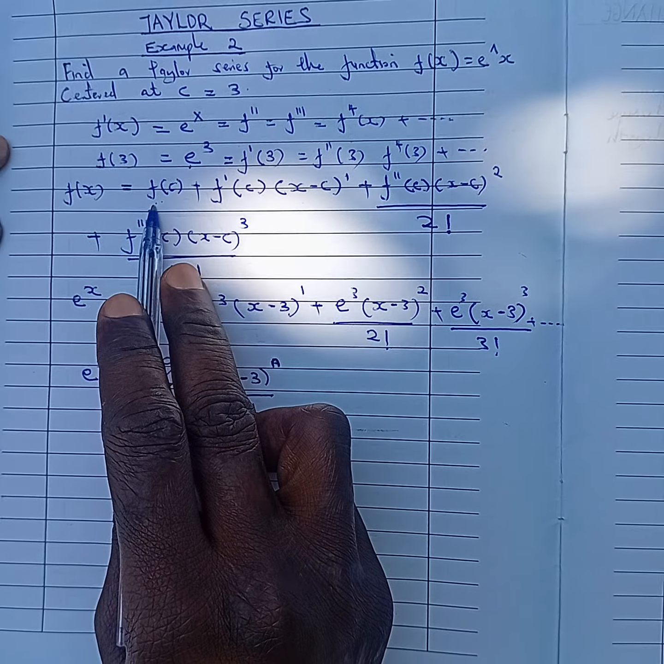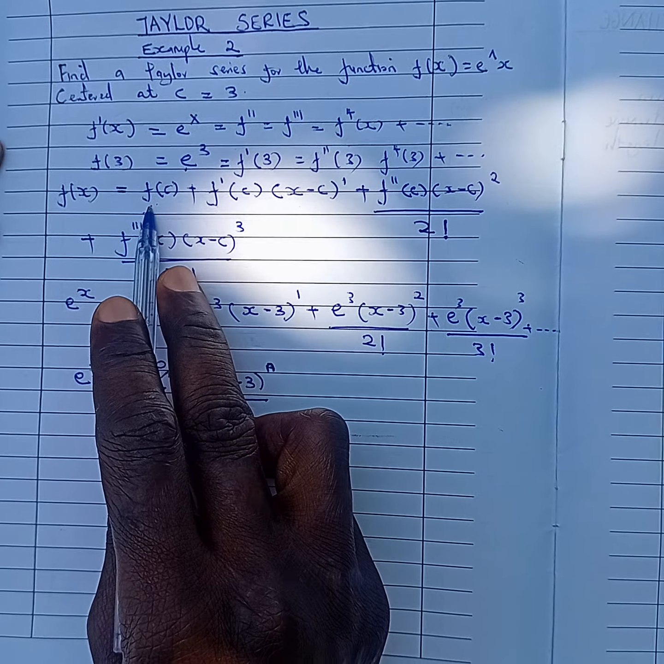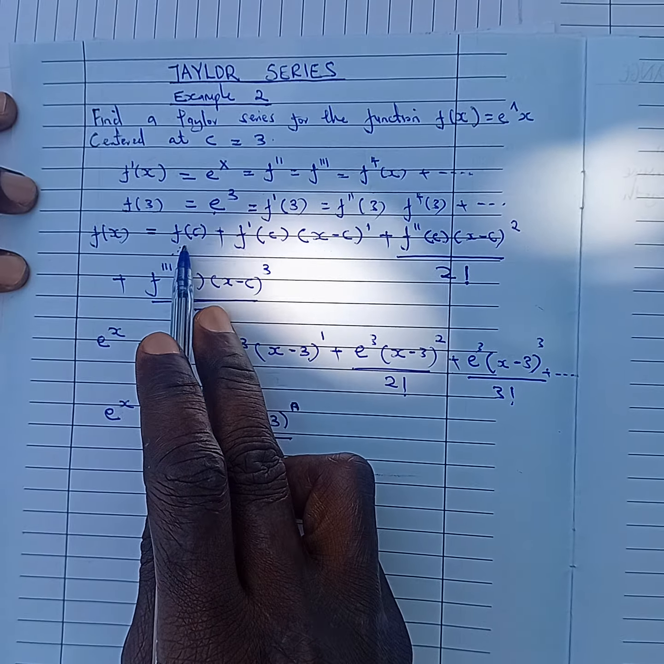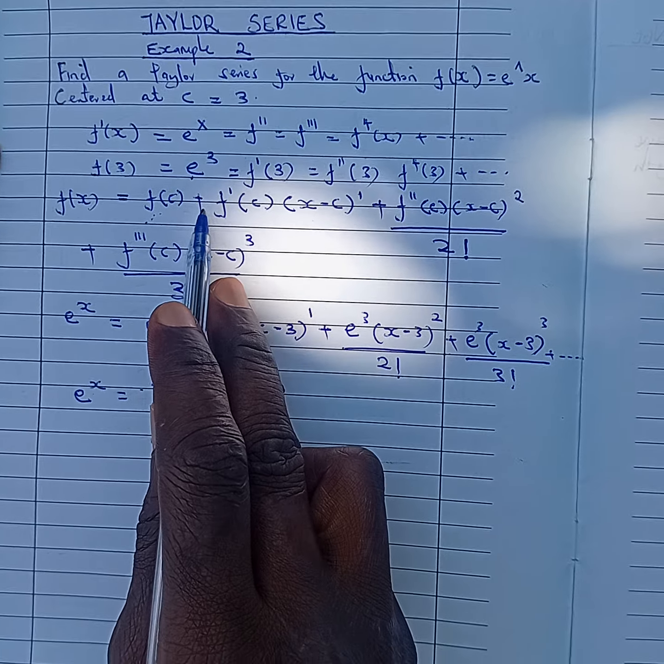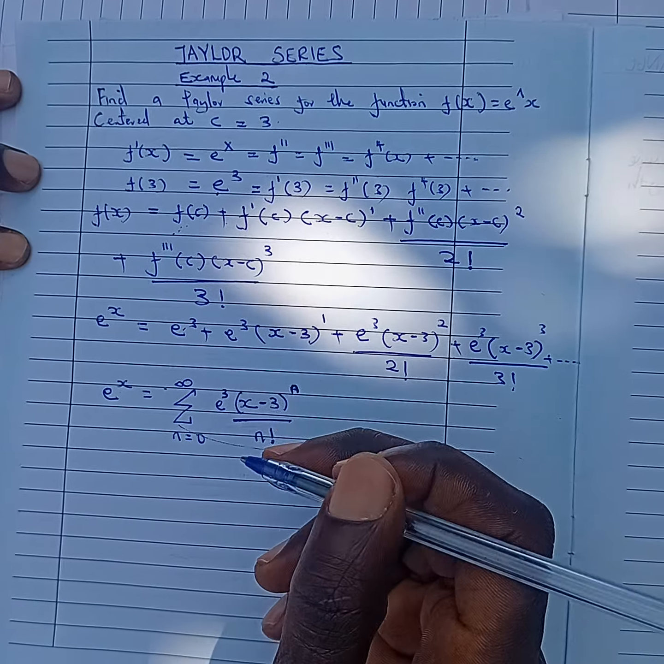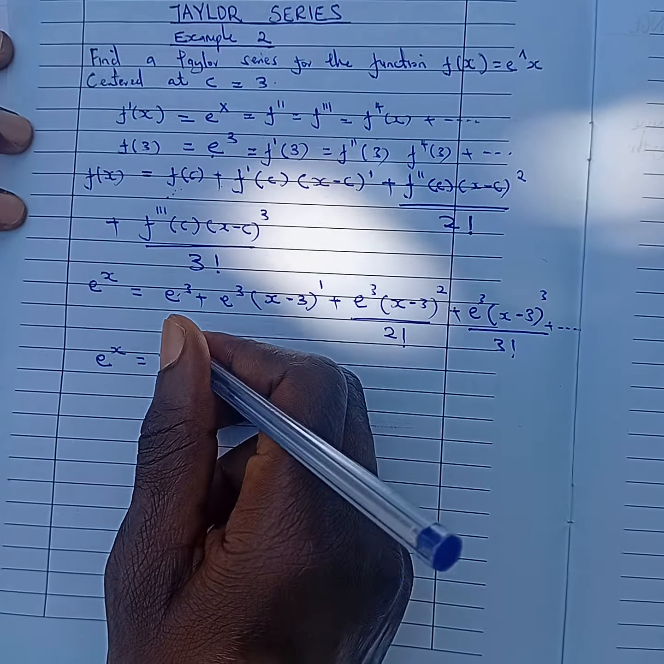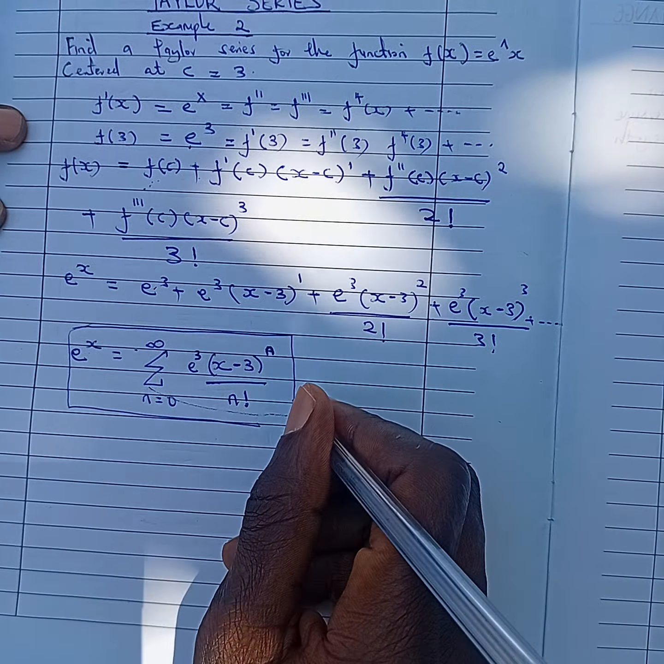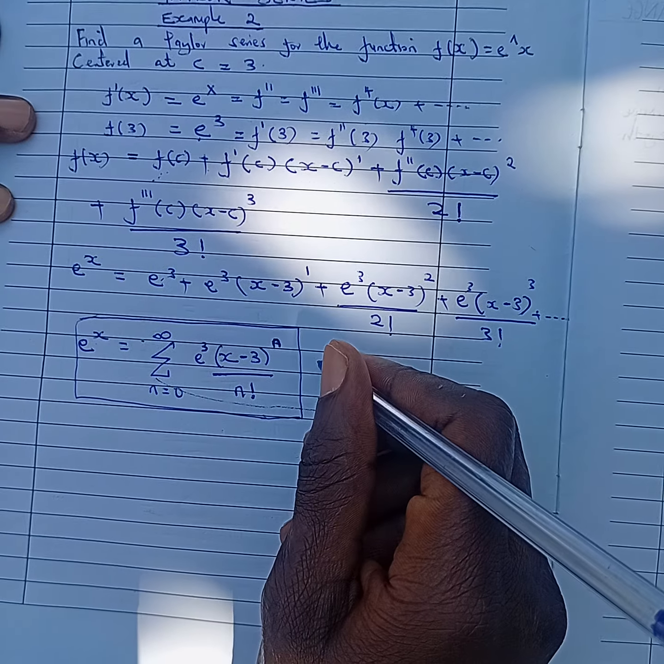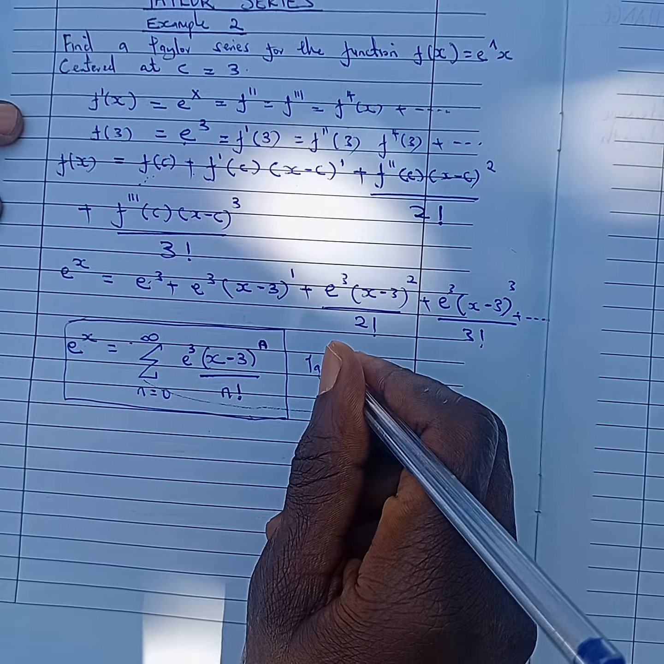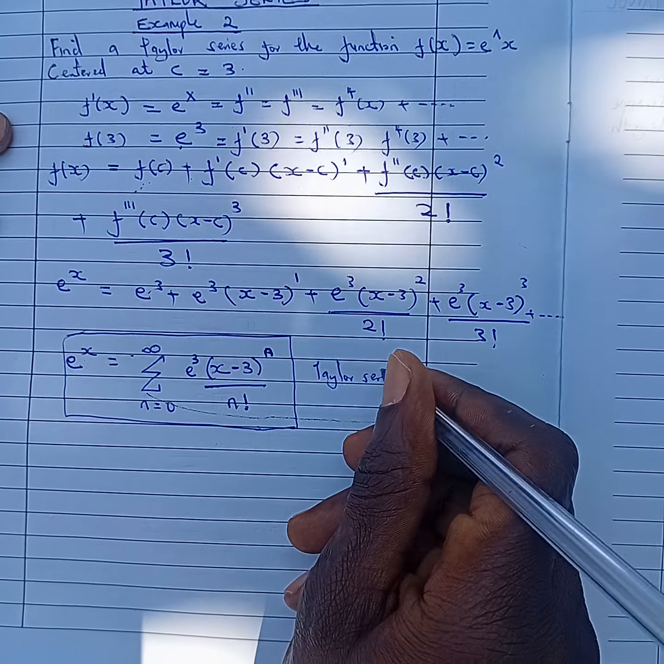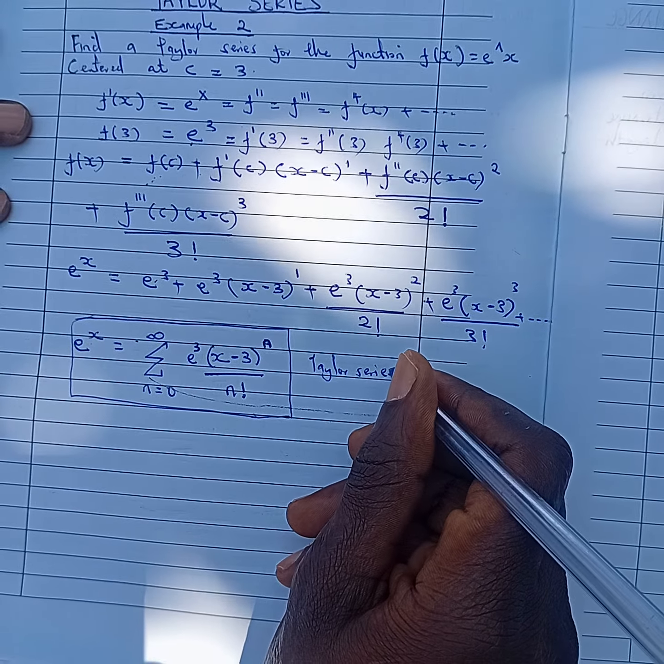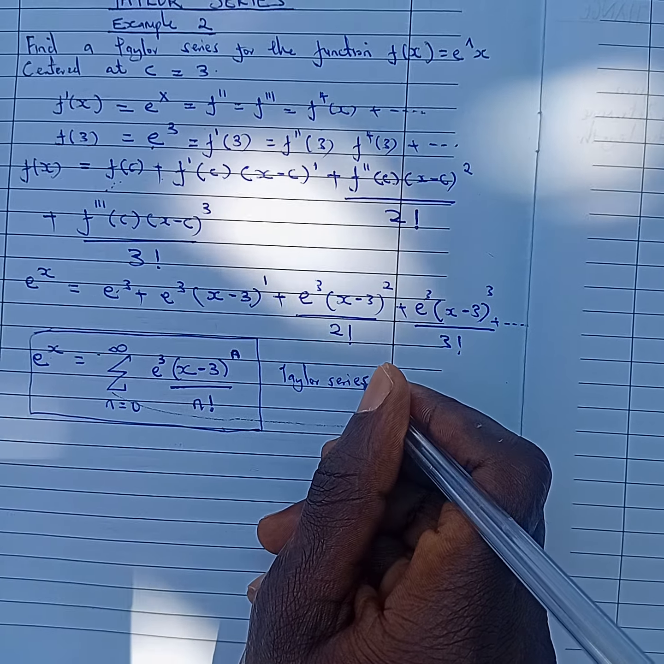When n is 0, we get the first term, when n is 1, we get the second term, and so on. So this will be your solution for getting the Taylor series of the function given.